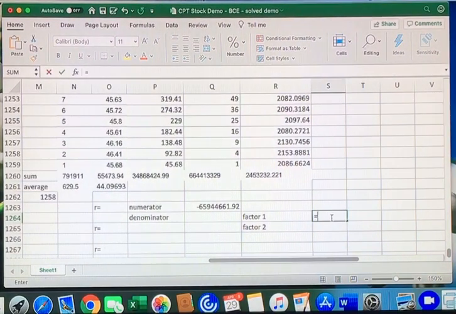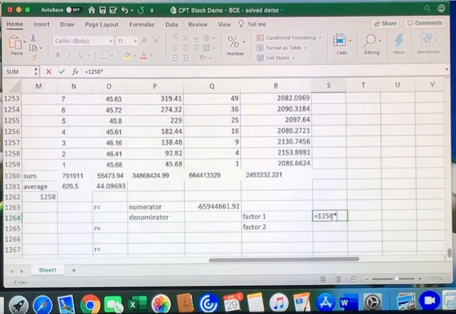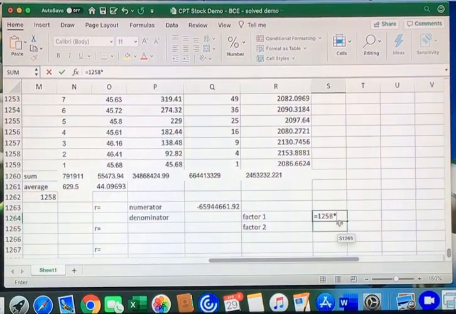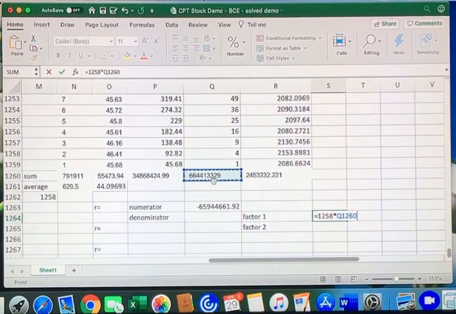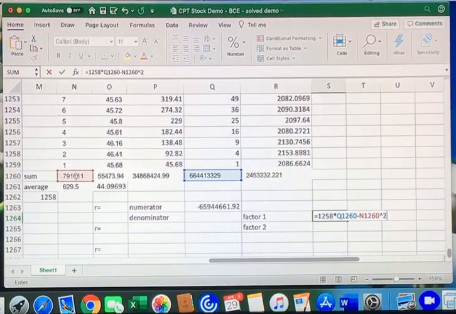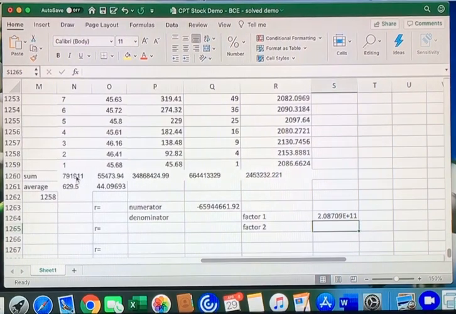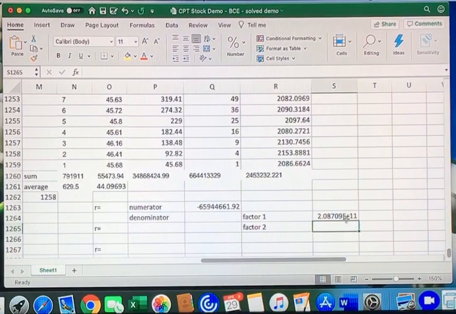So I go equals, and I'm going to go 1258 star again, times the summation of x squared, minus the summation of x, this guy, squared. So I go hat 2. Press enter, and I get a value. It's 2.08 times 10 to the 11. That's scientific notation. It's a big value.